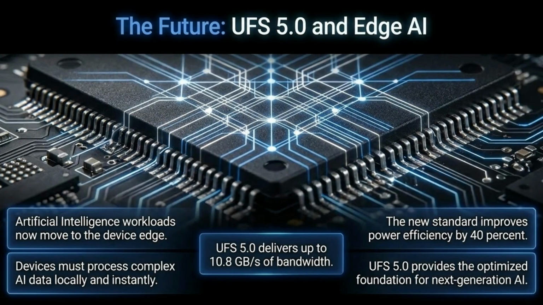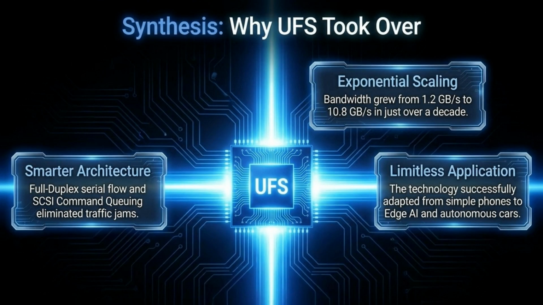Looking ahead, UFS 5.0 is set to power the future of edge AI. It will provide the high bandwidth and 40% better power efficiency required to process complex AI data locally and instantly. In synthesis, UFS has taken over due to its exponential scaling and bandwidth, its smarter, efficient architecture, and its versatile application across everything from smartphones to autonomous vehicles.